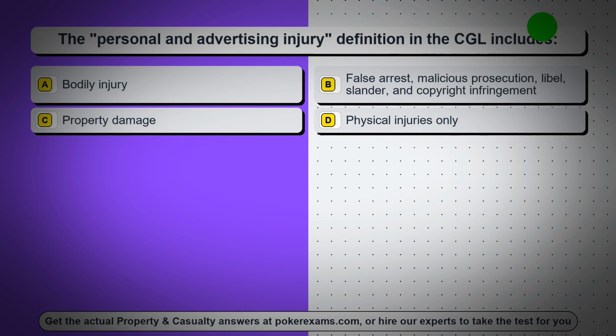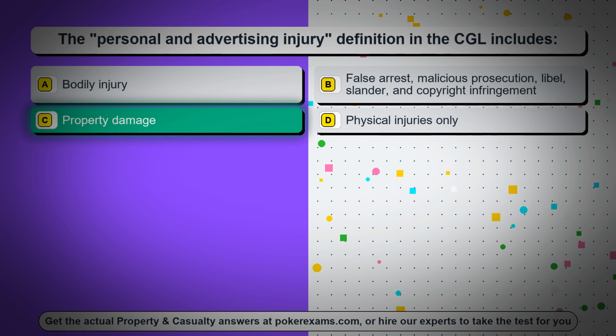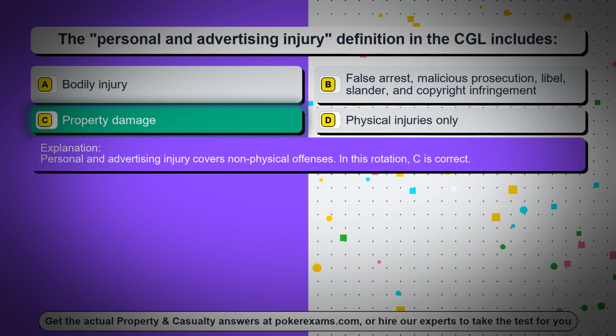Question 81. The personal and advertising injury definition in the CGL includes option A, bodily injury, option B, false arrest, malicious prosecution, libel, slander, and copyright infringement, option C, property damage, option D, physical injuries only. The correct answer is option C, property damage. Personal and advertising injury covers non-physical offenses. In this rotation, C is correct.